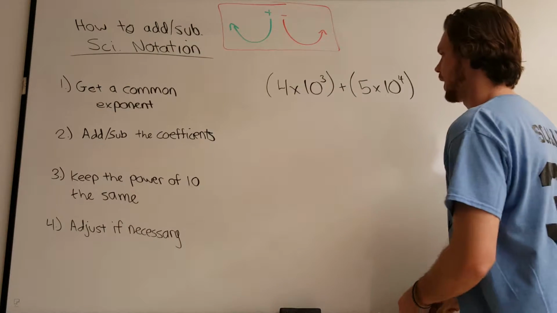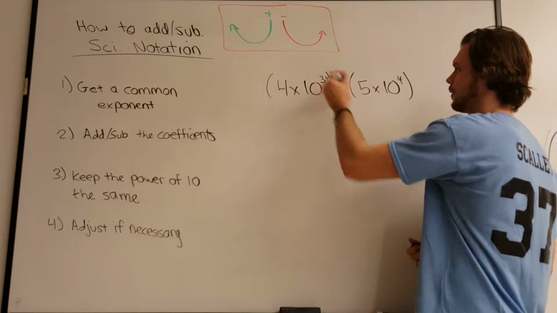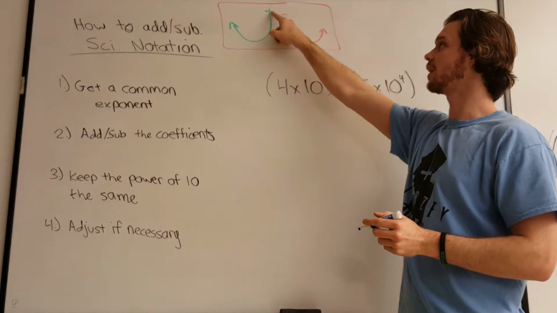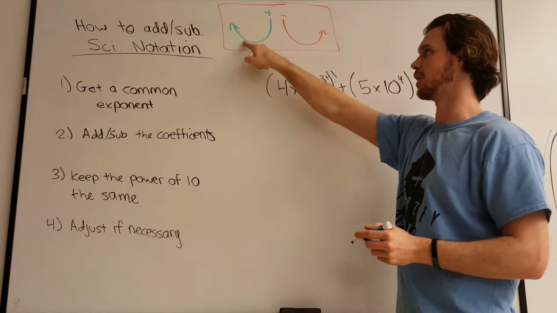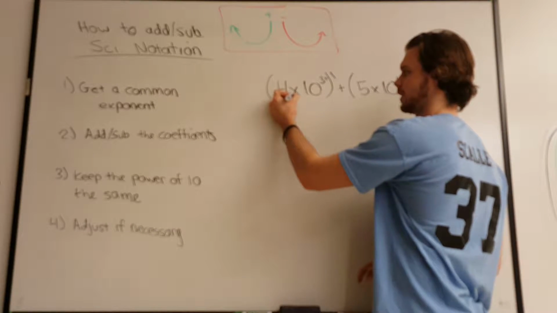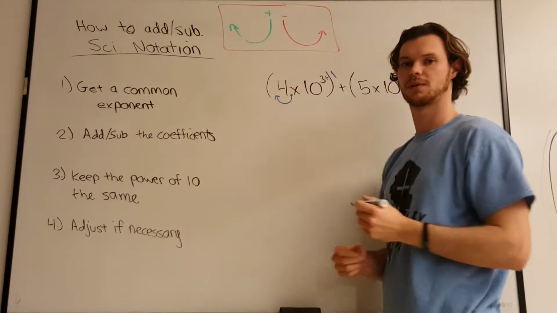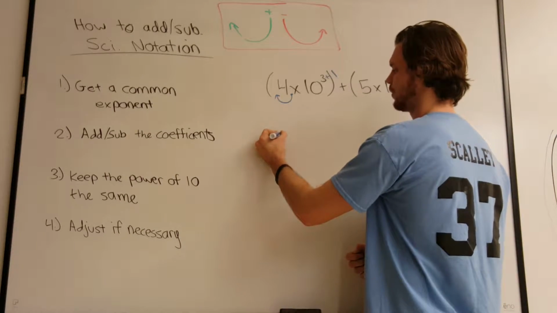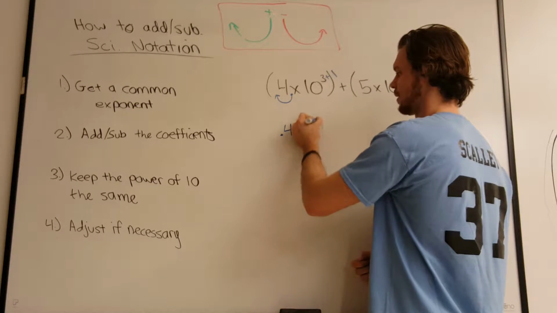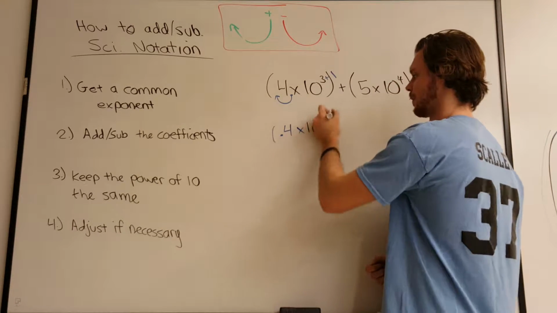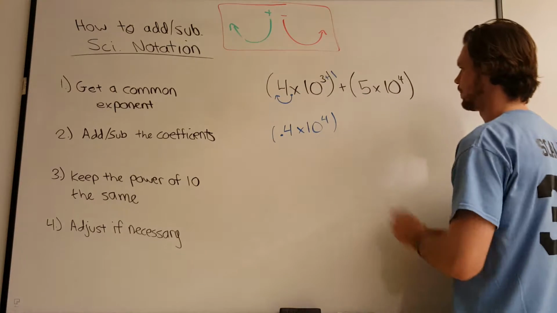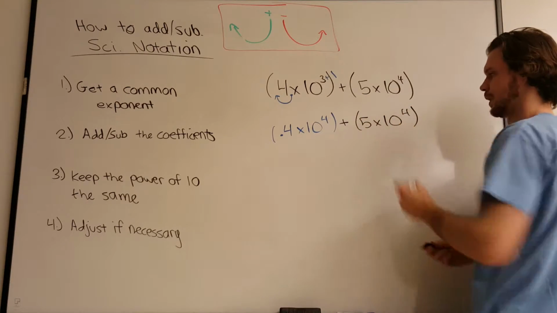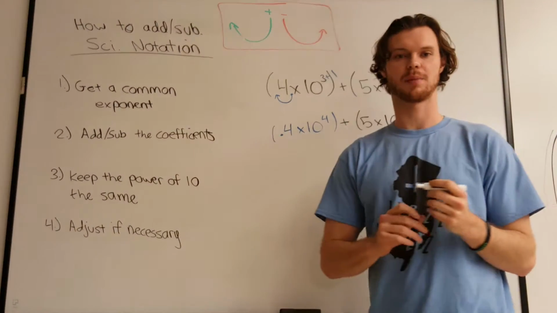Well, in order to make that into a 4, I need to add 1 to it. If I'm going to add 1 to my exponent, if you follow this diagram, adding 1 to the exponent means I have to move my decimal place to the left. So now my new number is not 4 times 10 to the third anymore. It's 0.4 times 10 to the fourth. And the other one stays the same. And that's it. That's step 1, getting my common exponent.